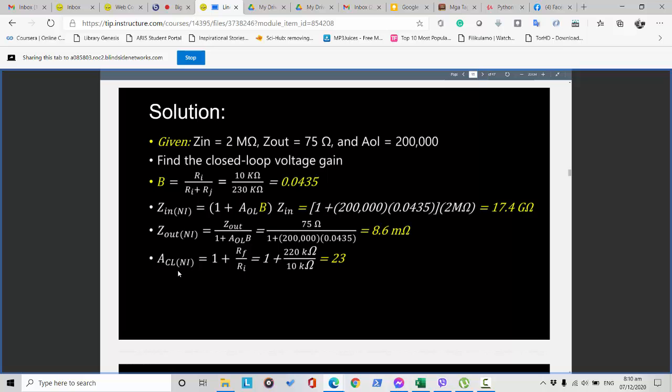And the closed loop gain of this non-inverting amplifier will be equal to the sum of 1 plus Rf over Ri. So you can see here that the closed loop voltage gain is equivalent now to 23. So this is our final answer, 23.